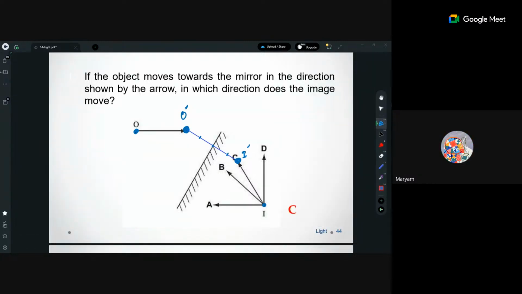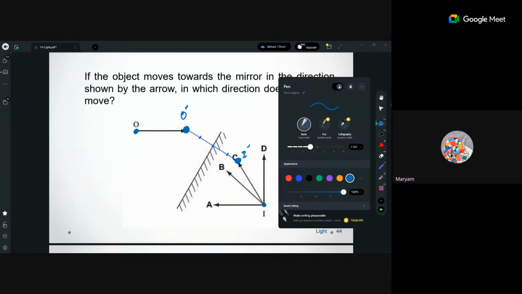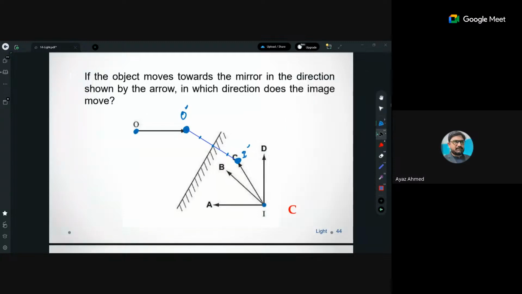Sir, also, the image is virtual only on the back of the mirror, right? Perfectly, because for plane mirrors, the image is always virtual and behind the mirror. Okay? Sir, you just have to draw a straight line through all of them to make sure that you get the right answer. Yes. Got it.